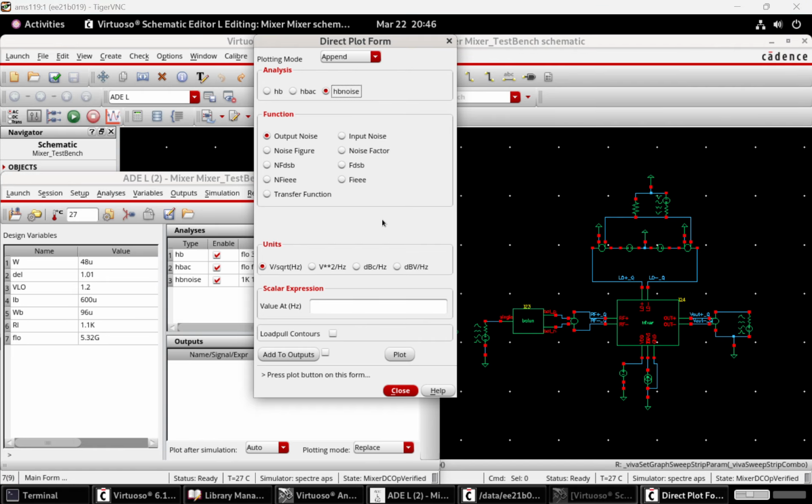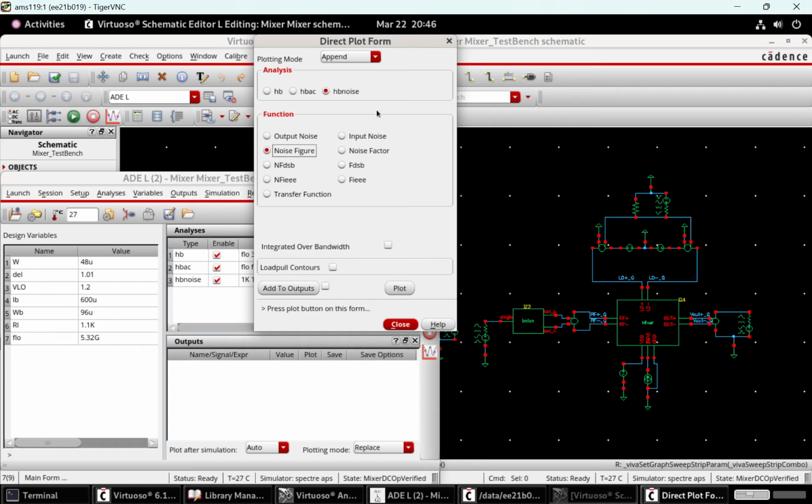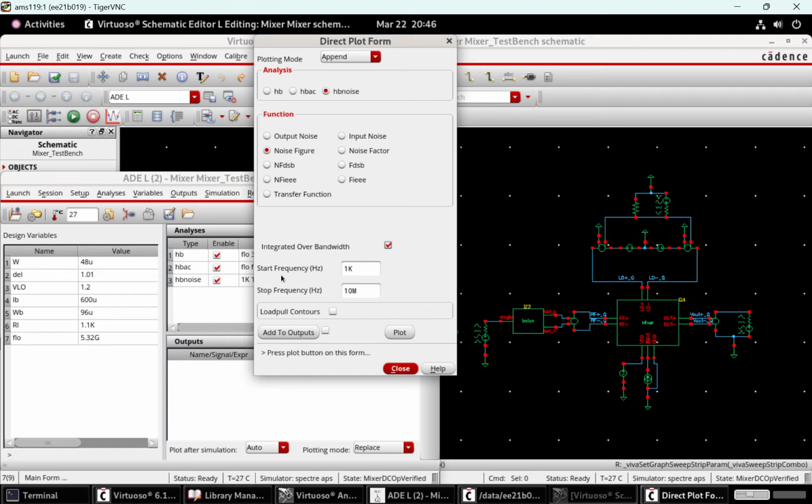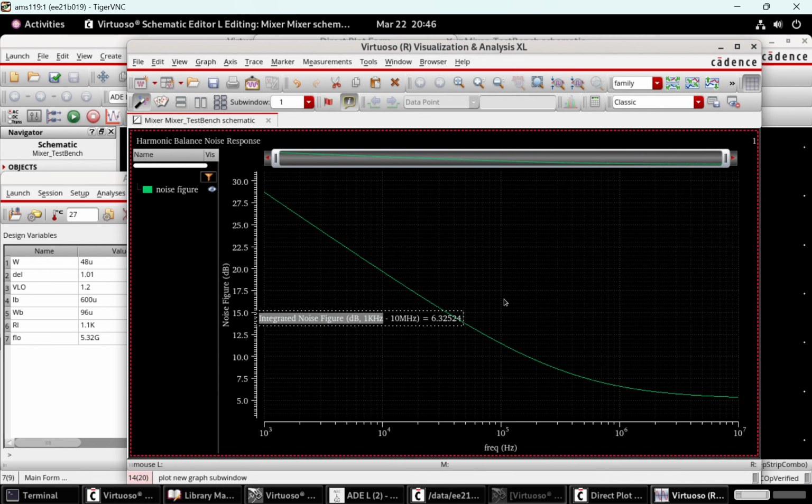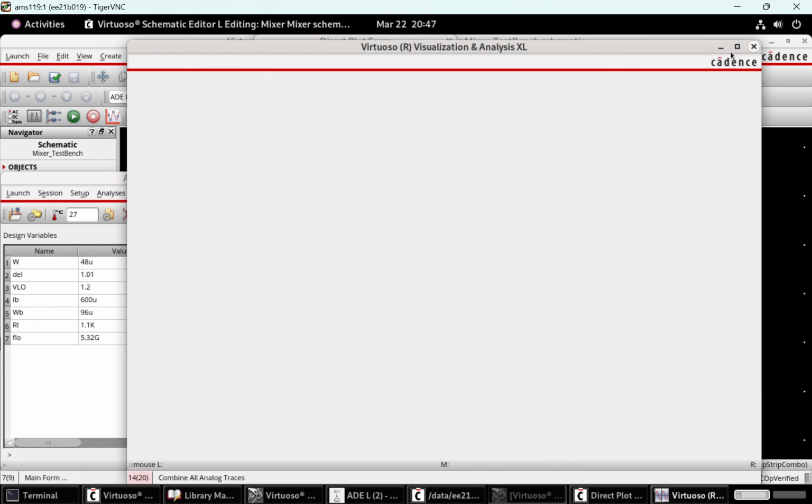Now to get the noise figure, go to the adjacent tab, that is HB noise, click on noise figure, integrate over bandwidth, start frequency from 1 kilohertz to 100 megahertz, and then plot the noise figure. So this is the integrated noise figure, that is 6.32 dB. So this also meets the specification. Now we shall look at the other analysis.